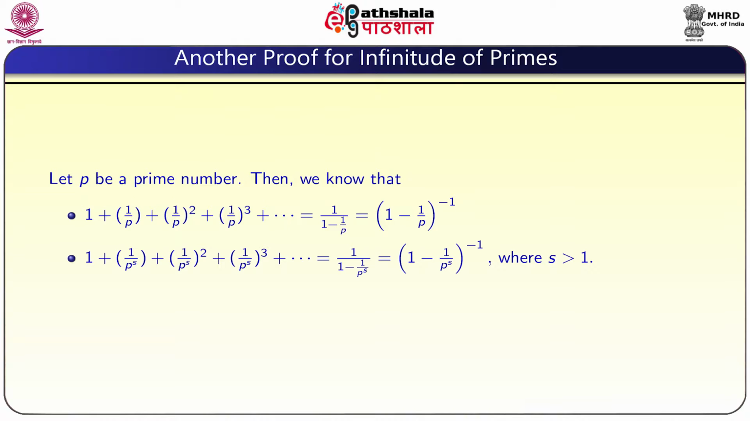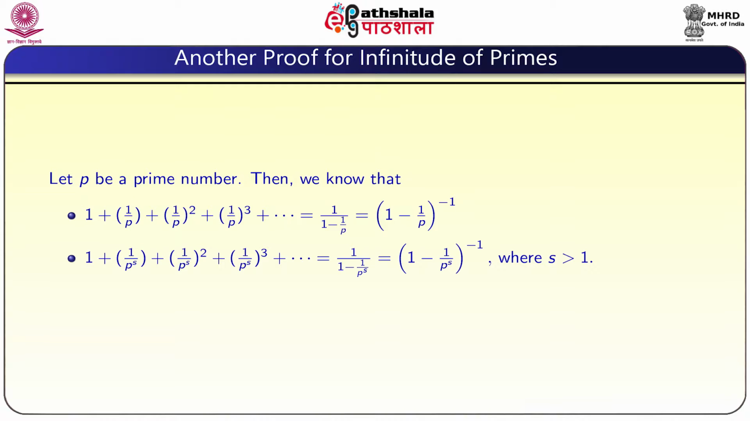The first one is, let p be a prime number, then we know that 1 plus 1 by p plus 1 by p whole square and so on is equal to 1 by 1 minus 1 by p. It is because of the geometric series 1 plus r plus r square and so on. Whenever mod r is less than 1, this is equal to 1 by 1 minus r. Here r value is 1 by p. So, 1 plus 1 by p plus 1 by p square plus 1 by p cube and so on, that converges, and its value is equal to 1 minus 1 by p whole power minus 1.